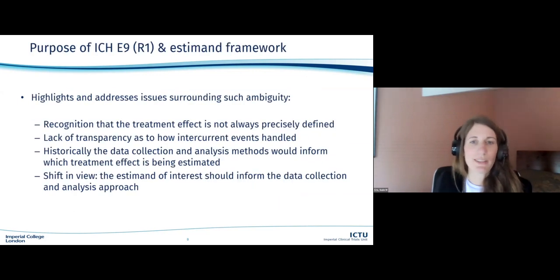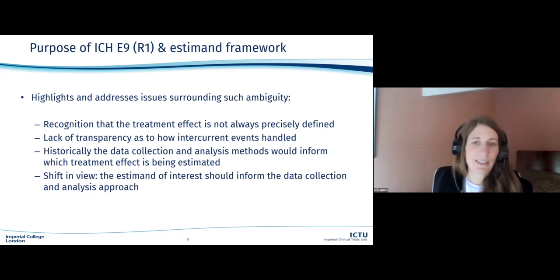And so this is where the ICH E9 addendum comes in. The addendum on estimand and sensitivity analysis in clinical trials. It was born following recognition that the treatment effect is not always precisely defined, which has largely been down to a lack of transparency as to how to handle intercurrent events, such as treatment discontinuation or other medication use.